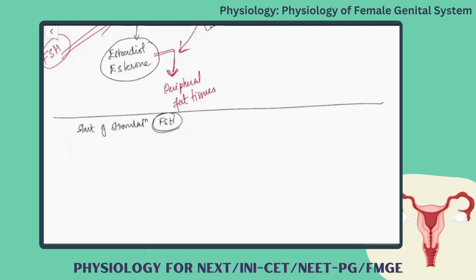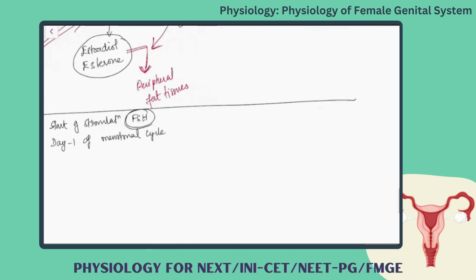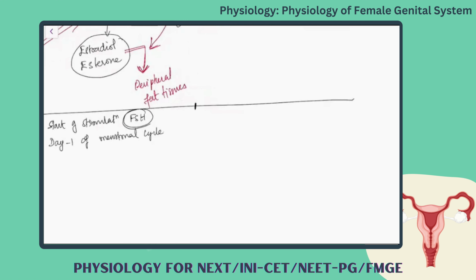Okay, so that is considered as the day 1 of the menstrual cycle. So in the menstrual cycle, you have from day 1 to day 5 called the bleeding phase.